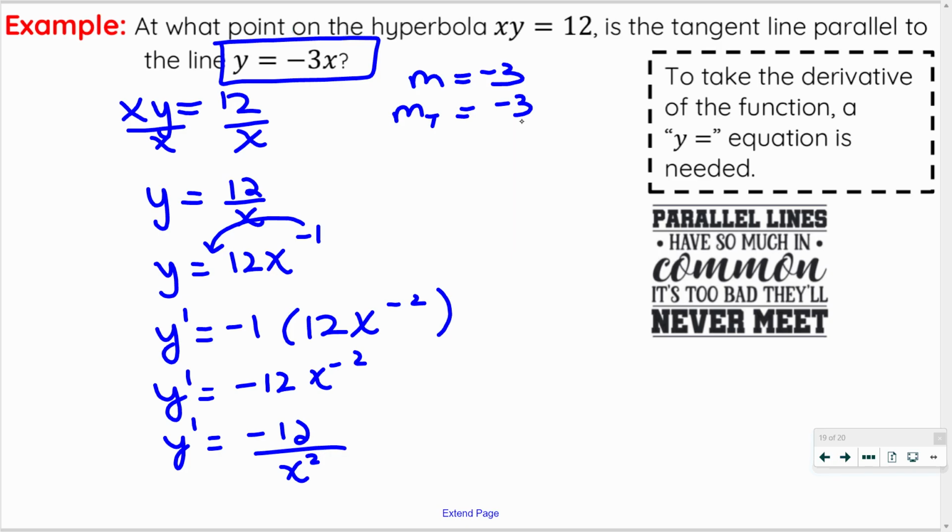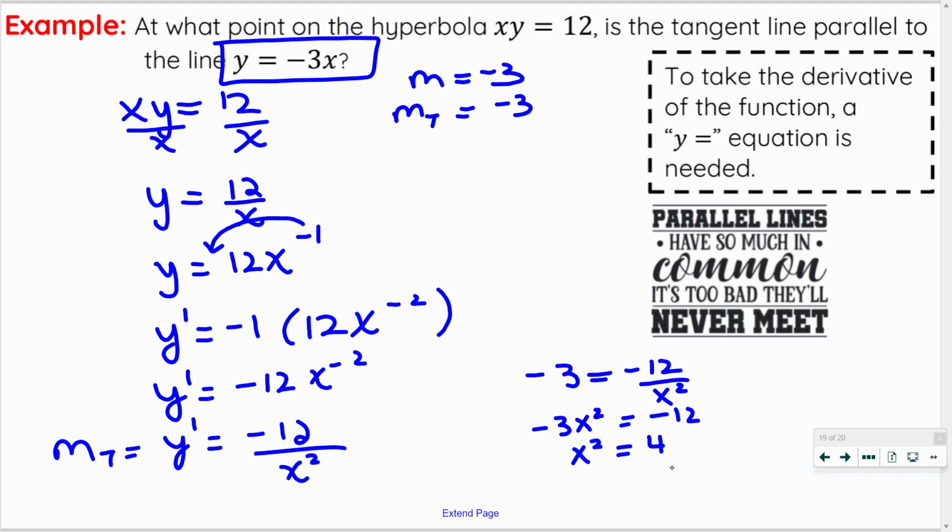So I said that the slope of the tangent line is really the derivative. So I now know that -3 is equal to -12 over x squared. So I just want to solve for x here. So what I'm going to do is multiply both sides by x squared to get rid of my denominator. And then I'll divide both sides by -3 to get x squared by itself. So -12 divided by -3 is 4. So x squared is equal to 4.